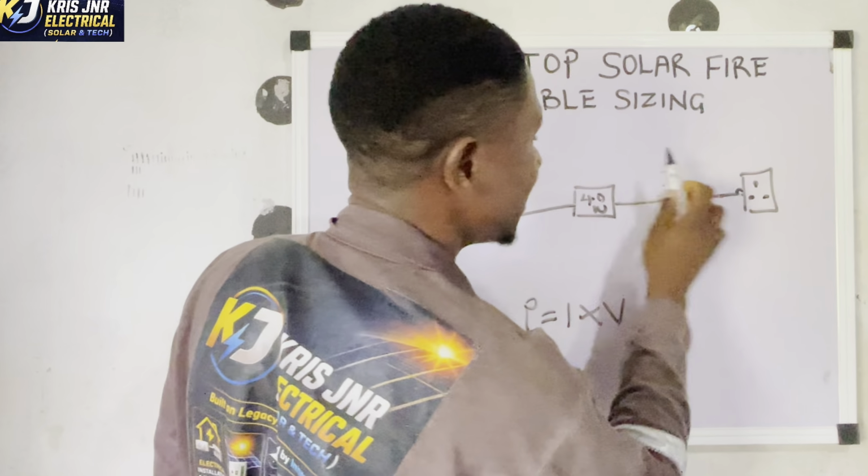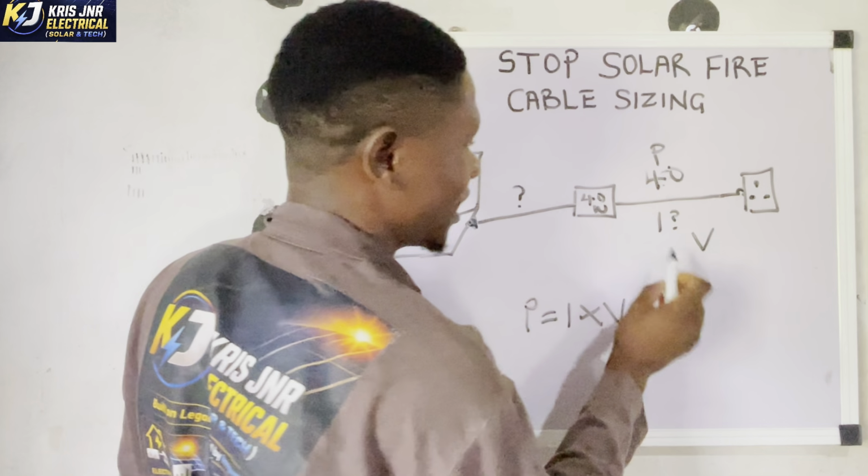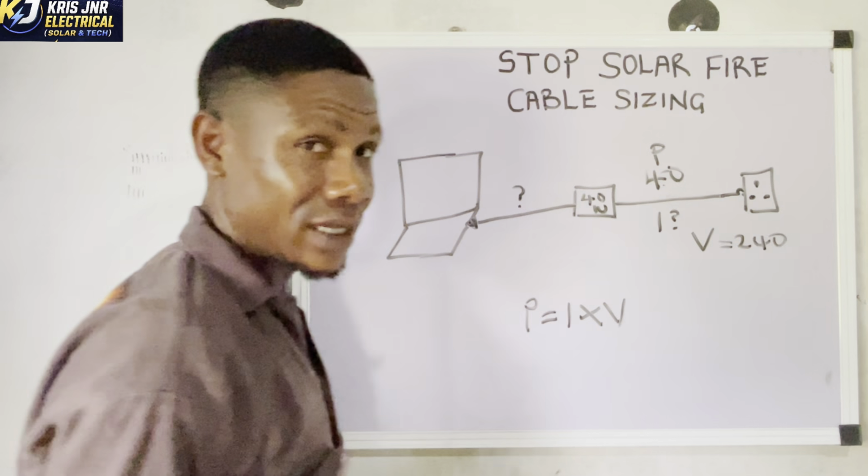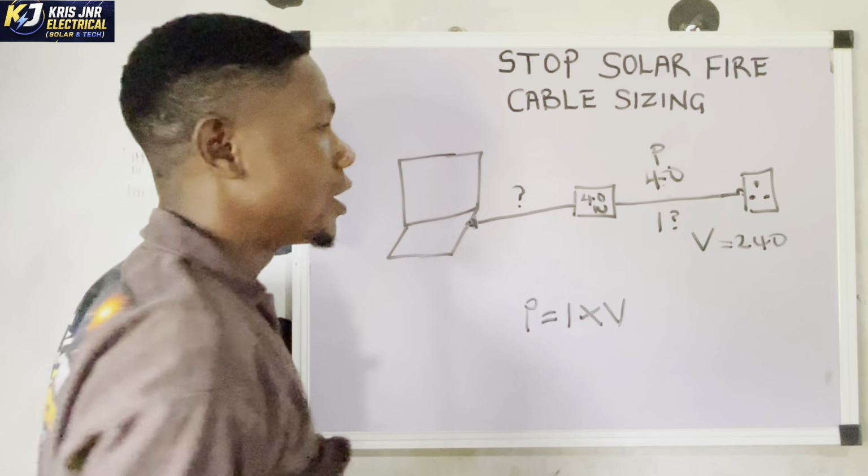The voltage from your house is 240, from your grid and your generator is 240. So you are taking 240 volt from here to the charger. So the voltage is 240. You understand that? Good. The voltage is 240, and the voltage is flowing to the cable. So we have 40 watts and 240 volts flowing to the cable.